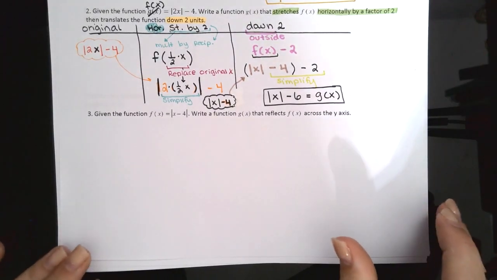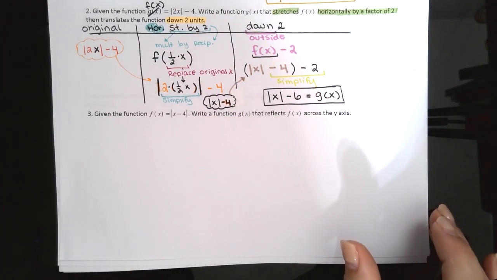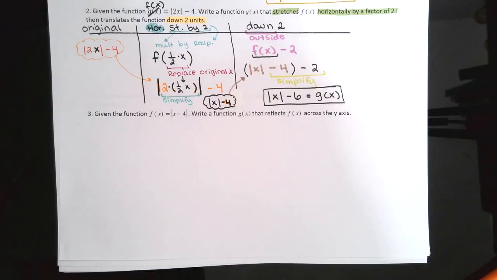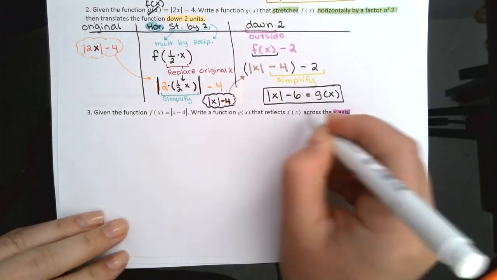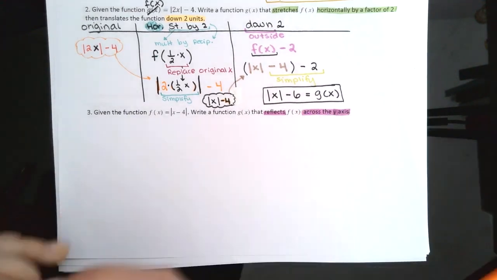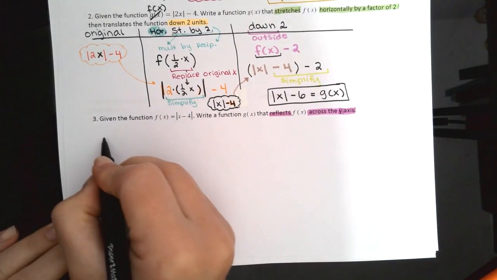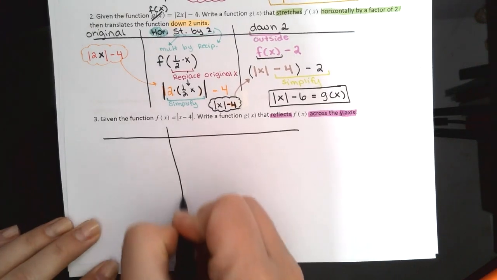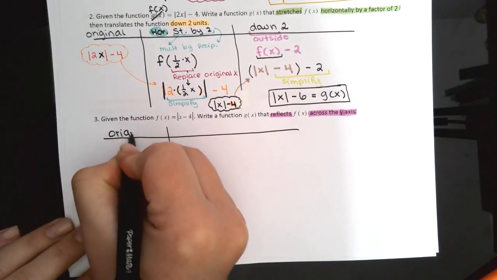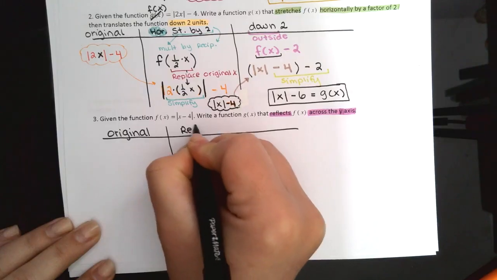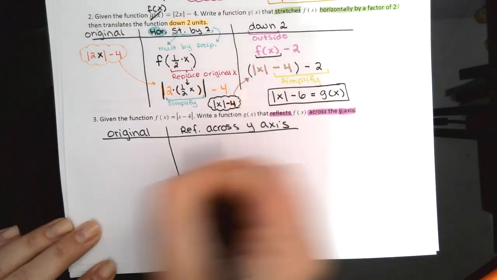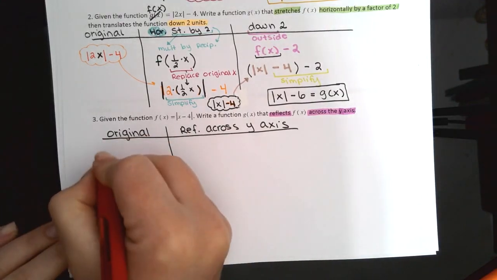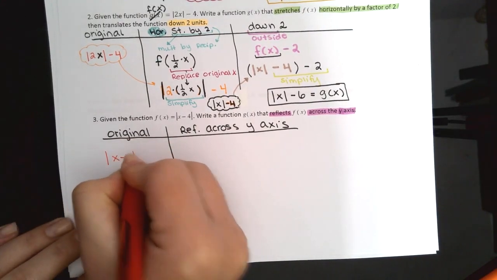Okay, moving on. Next question, number 3. Given the function absolute value of x minus 4, write a function g of x that reflects f of x across the y-axis. So one change here. Reflects across the y-axis. Again, this table doesn't have to be that large. We only have one change on it. So we have our original, and we have a reflection across the y-axis. Again, you have a choice. You can write your f of x, or you can just write the absolute value of x minus 4.